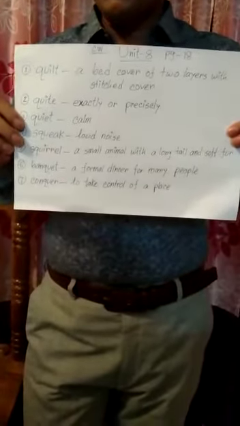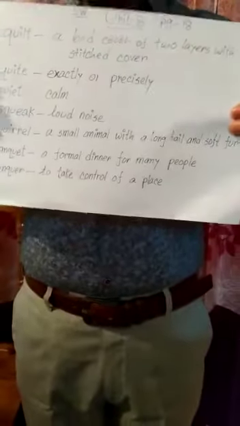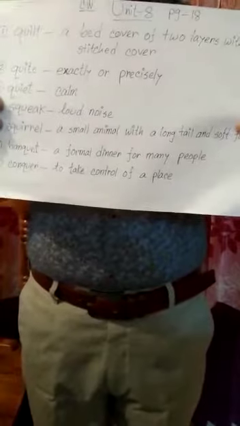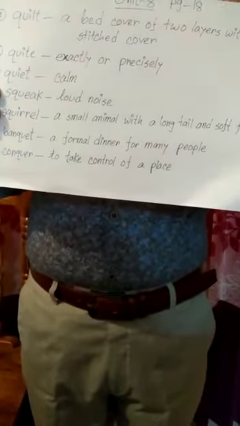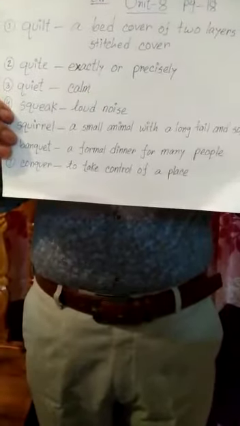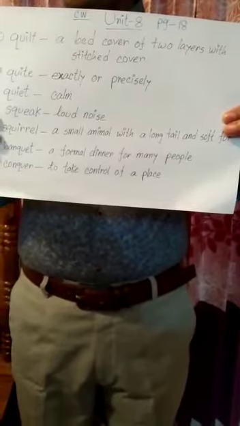Now, I will give you the word meaning of Unit 8. So, open your CW copy. Write Unit 8 word meaning. First one is quilt, a bed cover of two layers with stitched design. Number two, quite, exactly or precisely. Number three, quiet, calm. Number four, squawk, loud noise. Number five, squirrel, means a small animal with a long tail and soft fur.